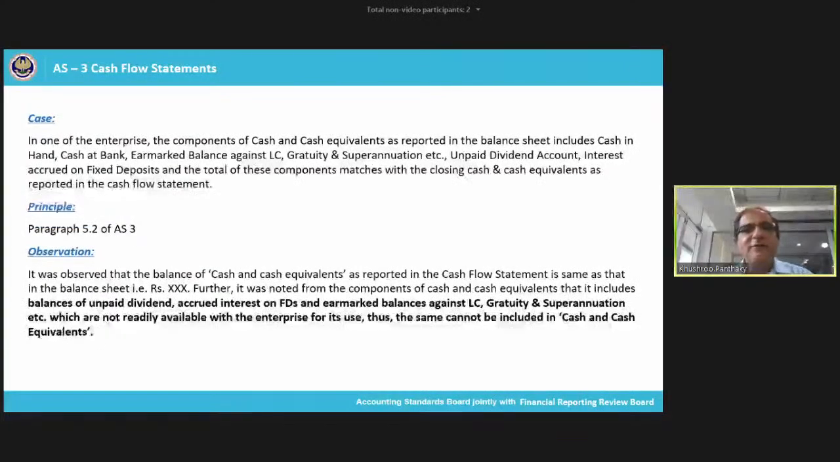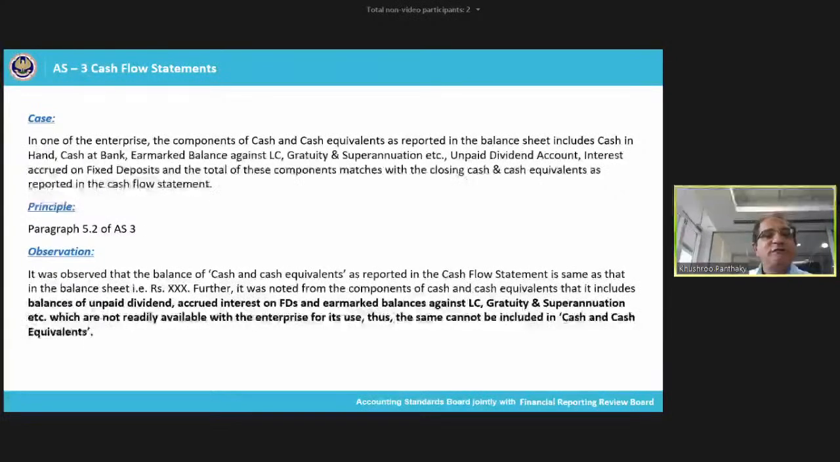The next one, I think I covered it in my initial overview of this standard, but it is a very important point which people forget, and they do not make an appropriate disclosure. The components of cash and cash equivalents reported in the balance sheet include cash in hand, cash at bank, and certain earmarked balances against LCs, etc. Unpaid dividend accounts are also there, because your cash and bank balances will have unpaid dividend accounts, which you will utilize to pay dividends when people claim them. It includes your interest accrued on fixed deposits. And the total of all these components matches the closing cash and cash equivalents reported in the cash flow statement. Now, if you look at it, you will automatically get an idea of the nature of this error.